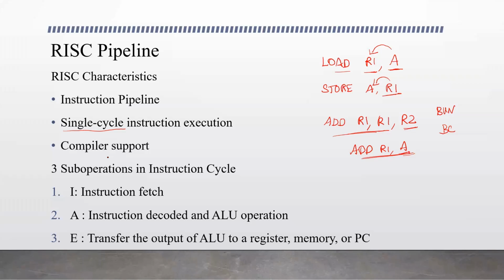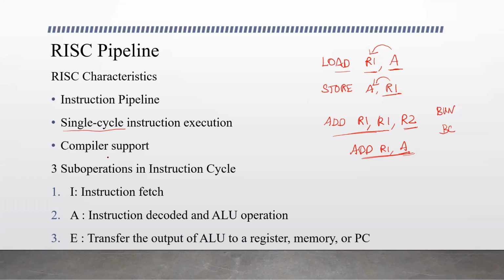Correct? Data dependency, resource conflicts. Resource conflict is when, at the same time, different instructions try to access the same device. Data dependency is when an instruction needs to work on some data that is not available because it is being processed by the previous instruction. That is data dependency. And branch difficulty.